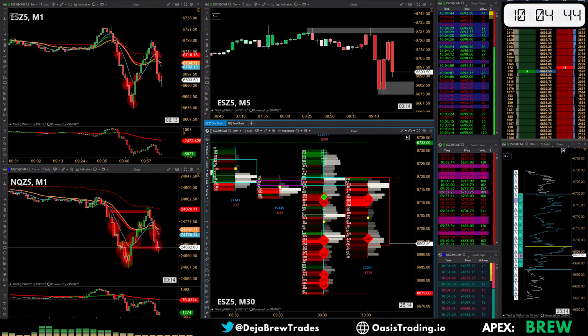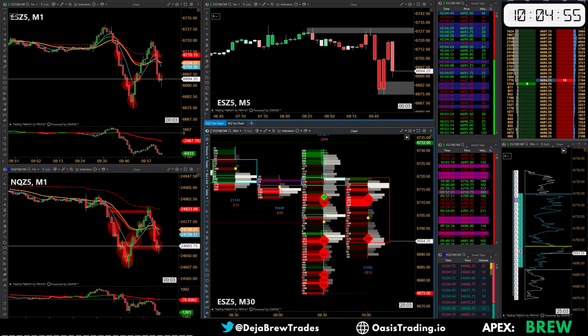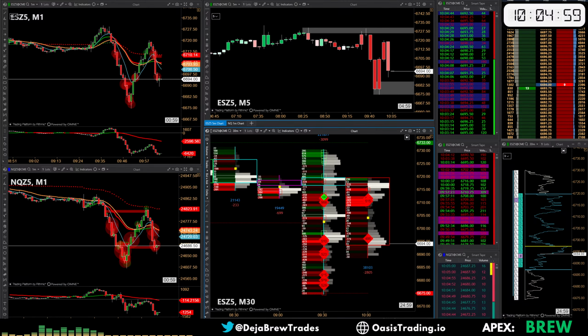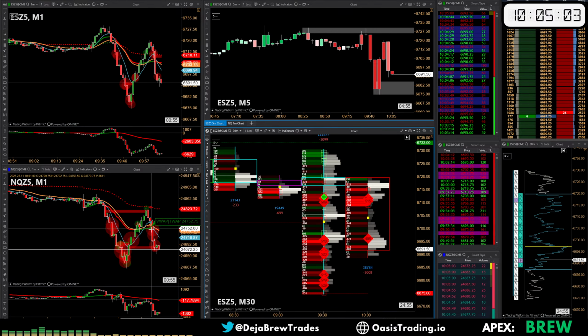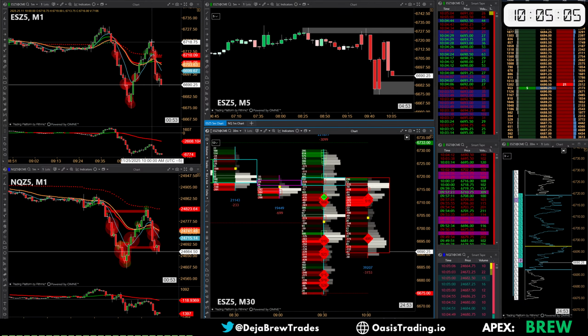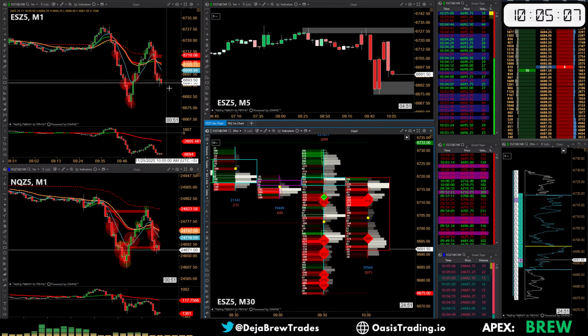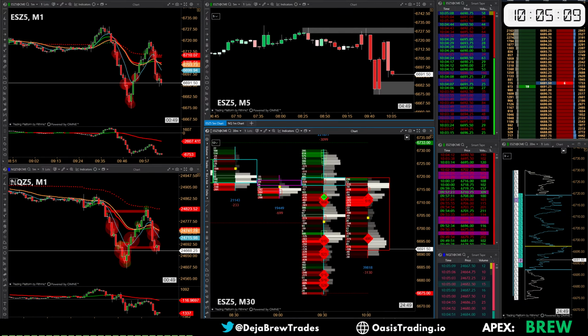We constantly talk about that one smooth motion. That's what I mean right there. There's not even a single green candle on the 1 minute. And that looks like a small move. That is not a small move. That is nearly 200 points on NQ. That is nearly 30 points on ES.